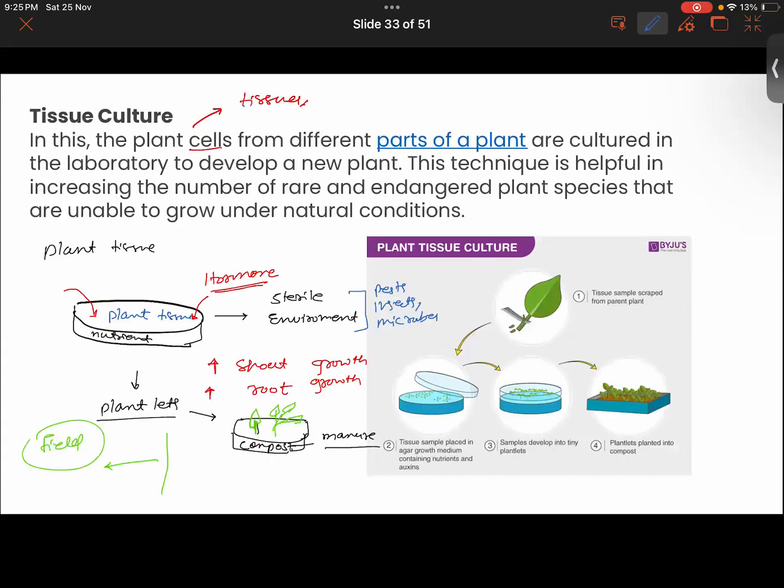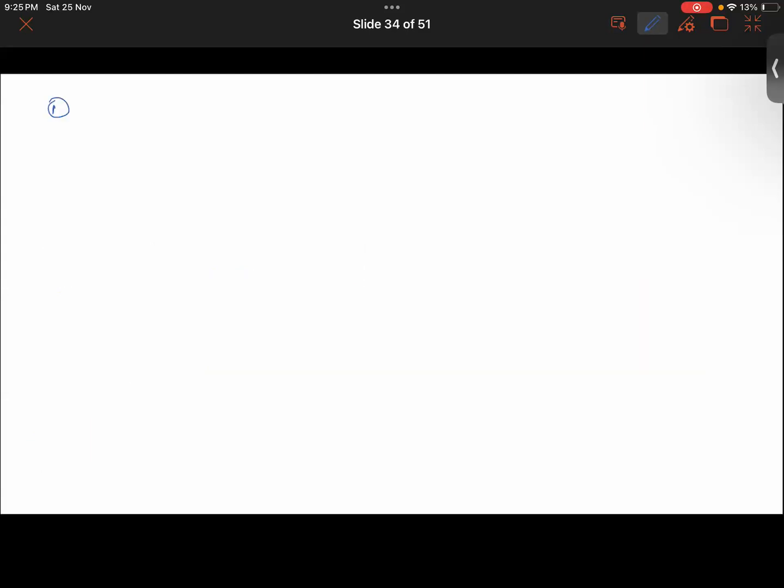See, the basic aim here was to produce a very high number of plants, right? Look, you have taken a tiny sample and now we are able to get a very good amount of plants. So this method is used to produce a higher number of plants.